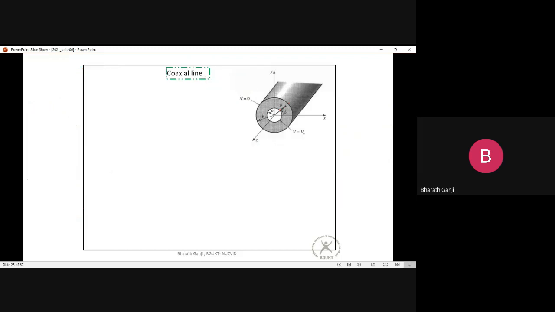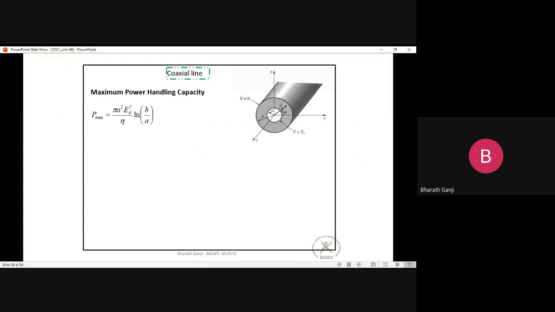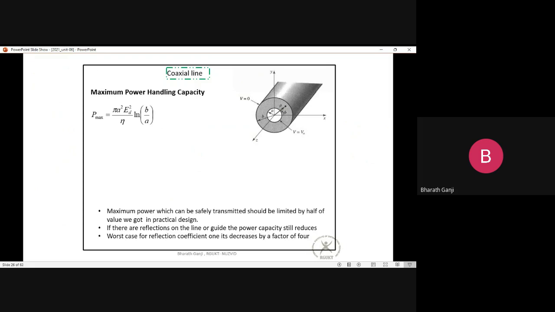So we have the expression for power handling capability. I can say the larger the coaxial cable, the more maximum power handling capability you get, which we saw actually. But the problem is, if I take a larger cable, higher order modes will come into picture. Means the cutoff frequency becomes smaller and smaller, so higher order modes will be coming into picture. And moreover, the power handling capability which we derived is done with an assumption that it is air filled.